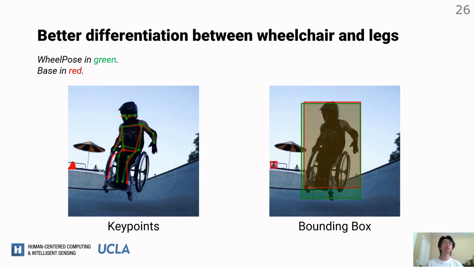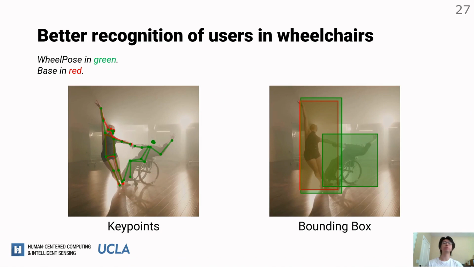We see a similar trend here, where our fine-tuned model is able to discern where the user's legs are instead of mistaking the wheelchair's wheels as legs, a common problem in existing pose estimation models. Shown here is an example of improved wheelchair user detection. In low visibility scenarios, we find that our fine-tuned model is still able to recognize the user in a wheelchair and accurately assign a bounding box, while the baseline model cannot.